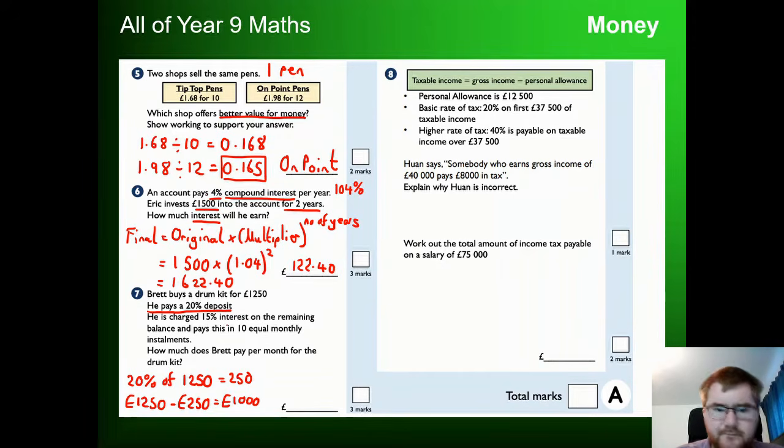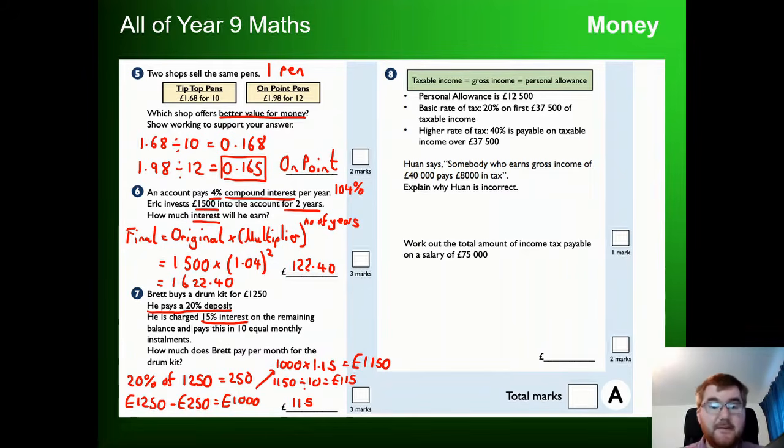1,000 to pay off. He's charged 15% interest on the remaining balance, and pays it off in 10 equal monthly installments. So what we do is we take the 1,000, 15% interest, so that's going to be times 1.15, so 115%. That gives us then 1,150. But he's paying that off over 10 equal installments. So we take that 1,150, divide that by 10. So he's going to be paying £115 per month to make sure he pays off that particular interest.